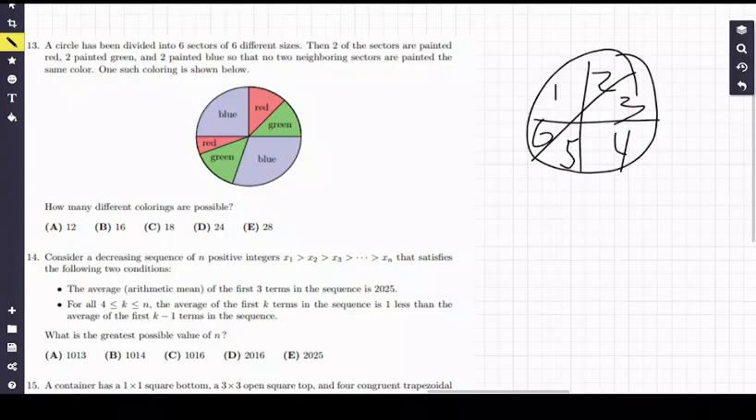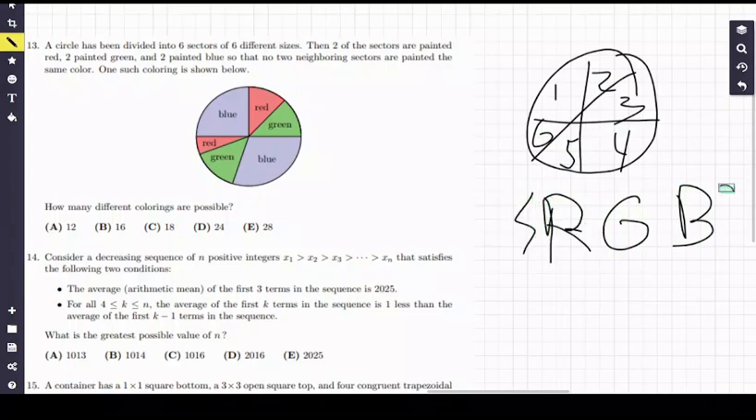And we can assign numbers from red, green, or blue. Hey, it's RGB lights. Look, so fun. Anyways, each color is used exactly twice, and we can't have 2 neighboring sectors be painted the same.